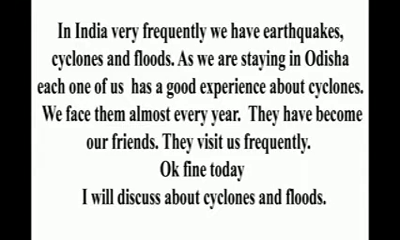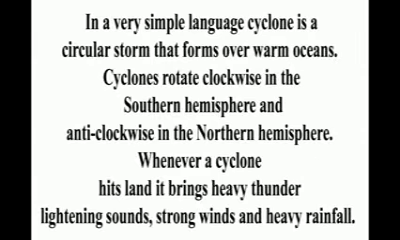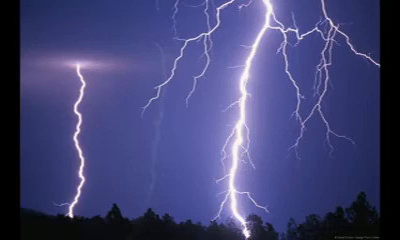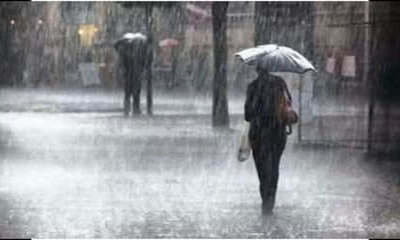Okay, fine. Today I will discuss cyclones and floods. In very simple language, a cyclone is a circular storm that forms over warm oceans. Cyclones rotate clockwise in the southern hemisphere and anti-clockwise in the northern hemisphere. Whenever a cyclone hits land, it brings heavy thunder, lightning sounds, strong winds and heavy rainfall.